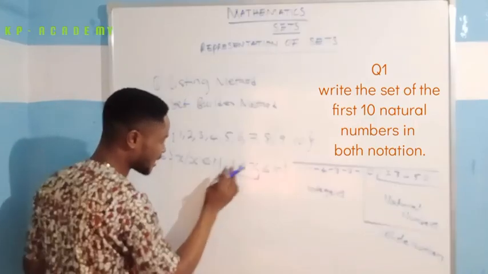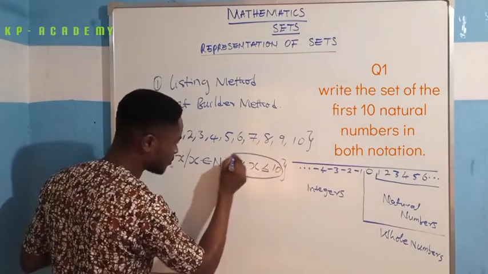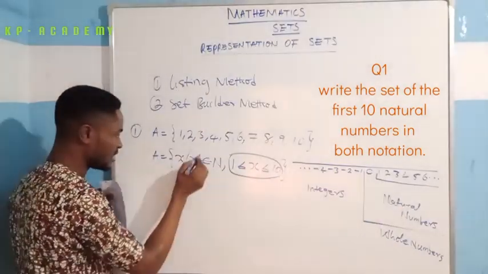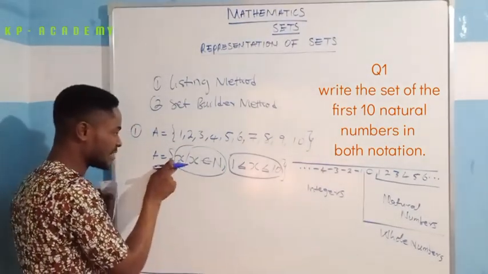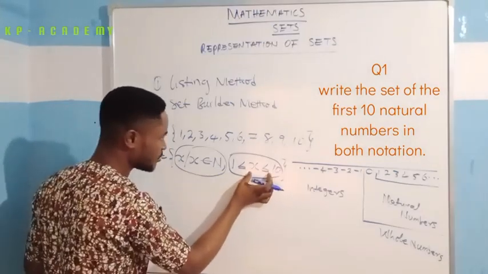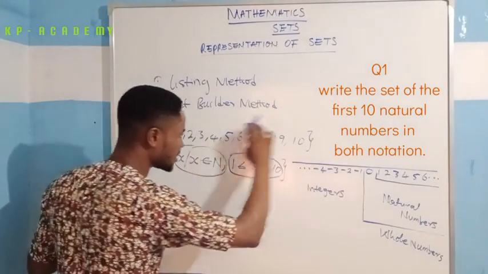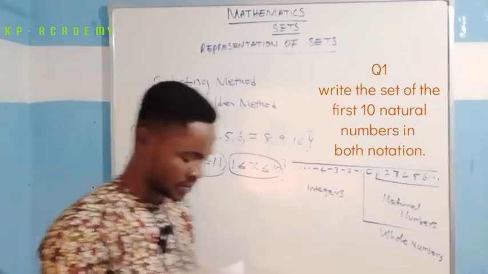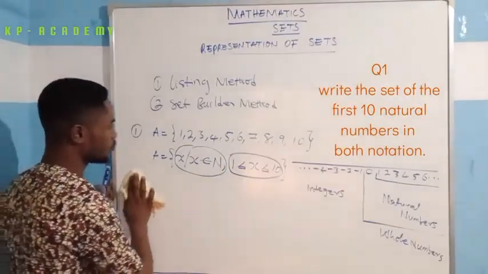So this part of this set builder method tells us the range of the natural numbers. But of course, this part has already told us that x is a natural number. And this part is trying to tell us the limit of the natural numbers. And this part again is also trying to tell us that it is not all the natural numbers that are in set A. Very, very important we understand that. So please take note of that. I'm going to wrap it up and tackle the second one.